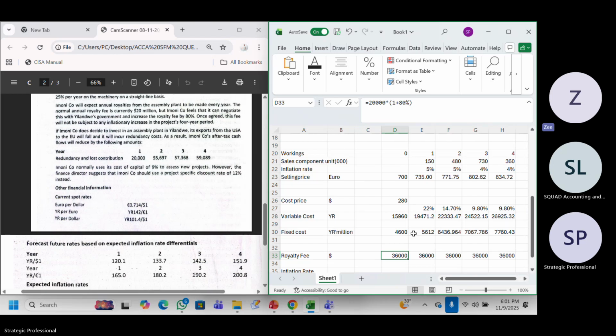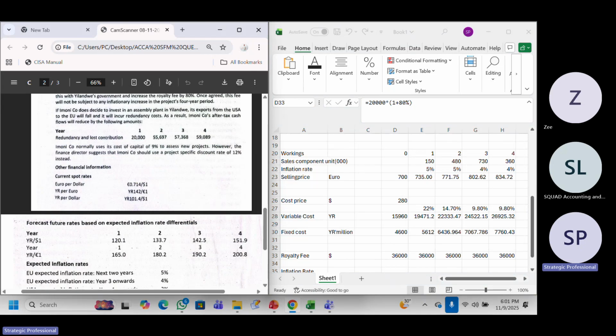All right, so we've talked about the royalty fee. You now said once agreed, this fee will not be subject. We've said that. So we talked about redundancy costs, right? They said it's Imonico that will face it. So if Imonico is facing redundancy costs, nobody needs to tell us that this 20,000 as we have it is going to be in the local currency. Do you understand? Because it's the local currency that is bearing that redundancy. So if the local currency is pounds or euro, as the case may be, it will be in that local currency's cost. Do you get? Yes.